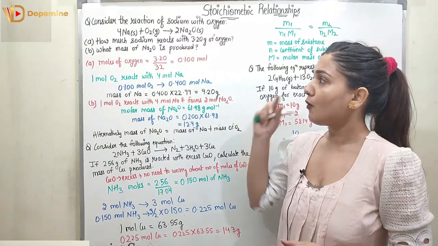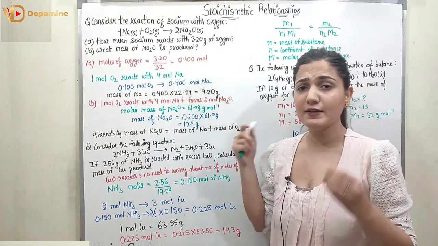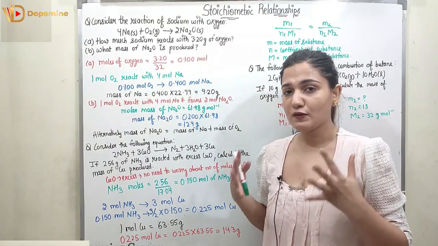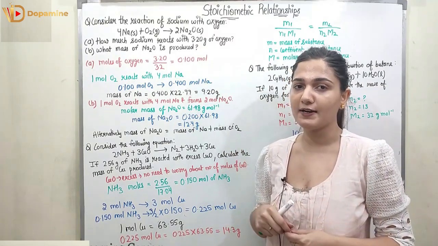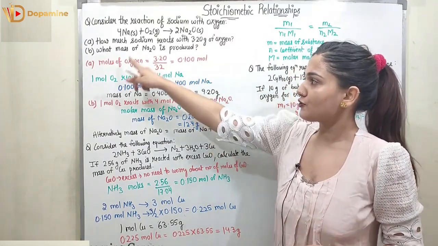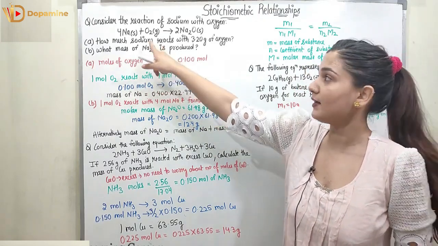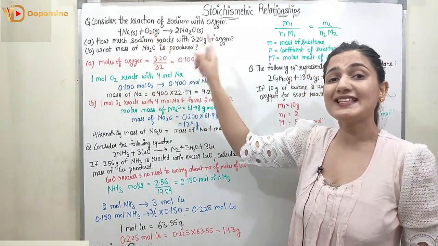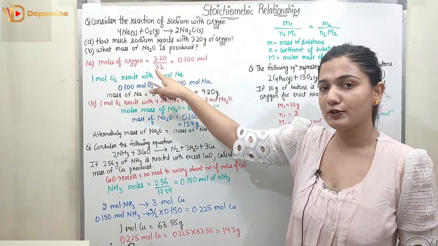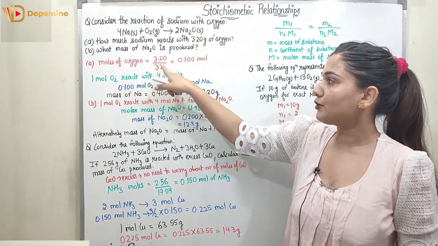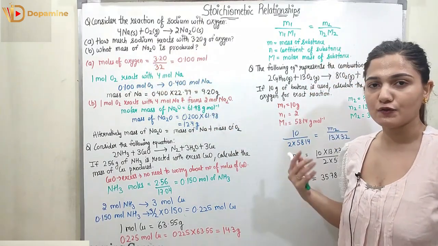So first of all, what is given? The mass of oxygen is given. So we know the molecular mass of oxygen, so we can find out the number of moles of oxygen. The moles of oxygen will be the given mass upon the molecular mass of oxygen. Here oxygen is O2, so it will be 16 into 2, which is 32. So molecular mass is 32 and 3.2 upon 32 will be 0.100 mole.